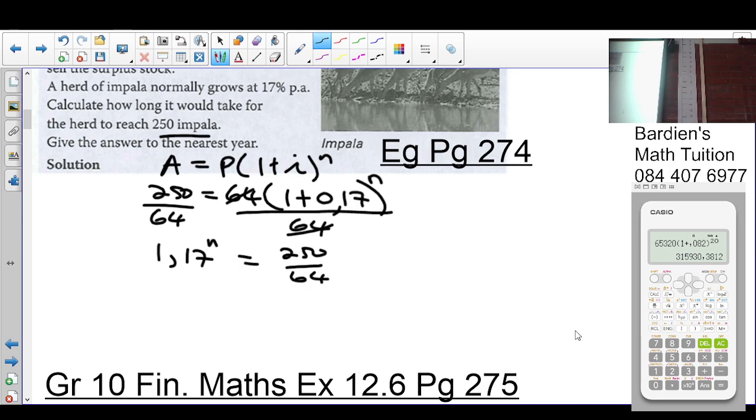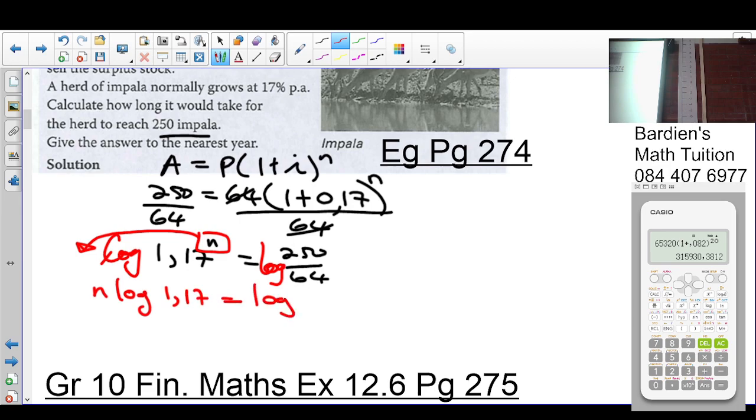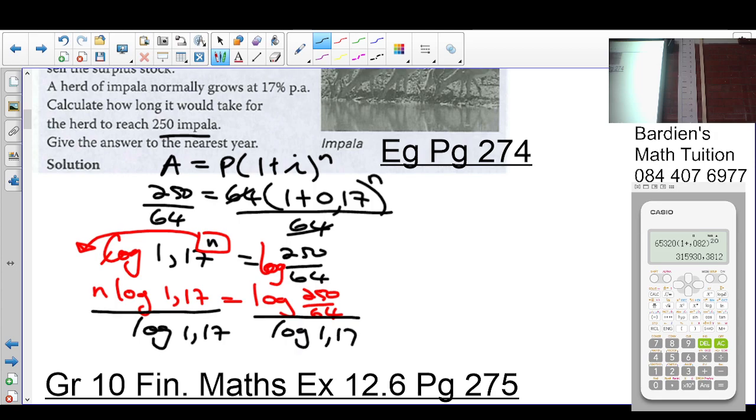So what do I do now? The log. Okay? If I introduce logs to both sides, this is another way of writing an exponent, and this allows me to bring that exponent forward. So that gives me now n log 1.17 is equal to log 250 over 64. How do I get n on its own? Divide by log 1.17, on both sides.